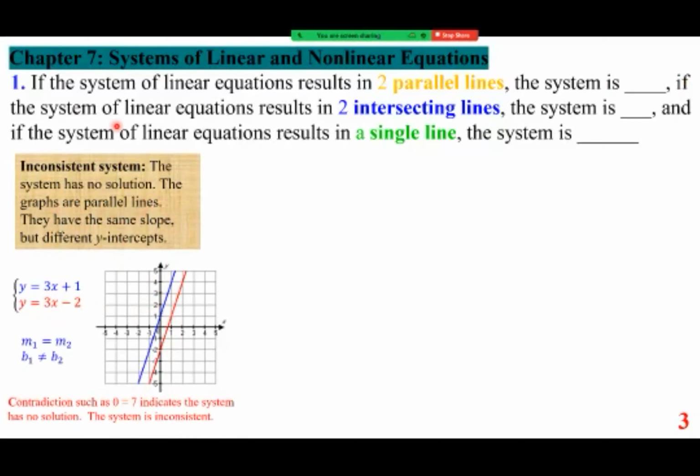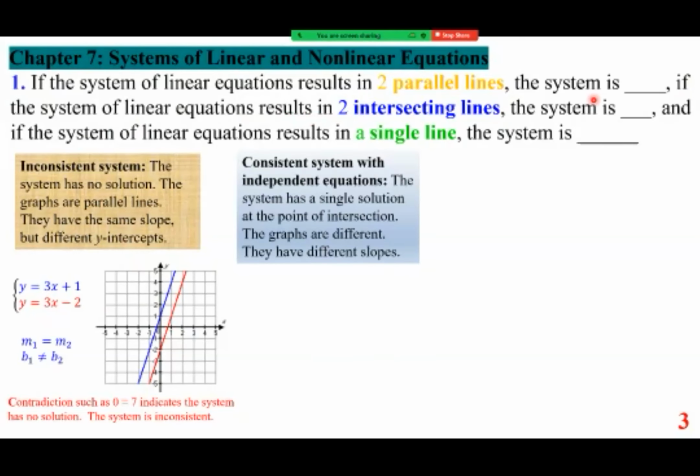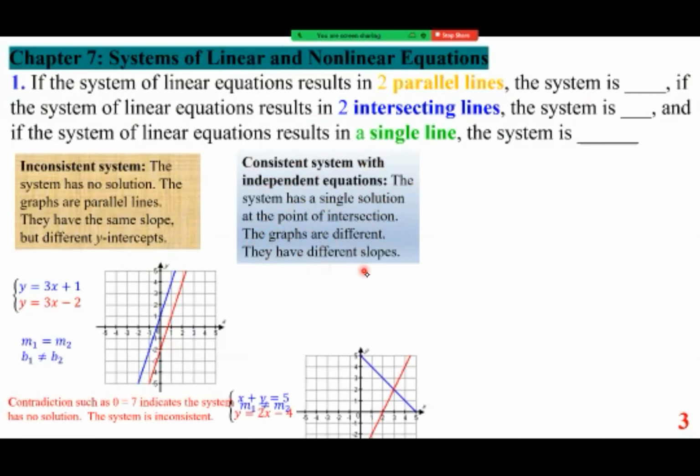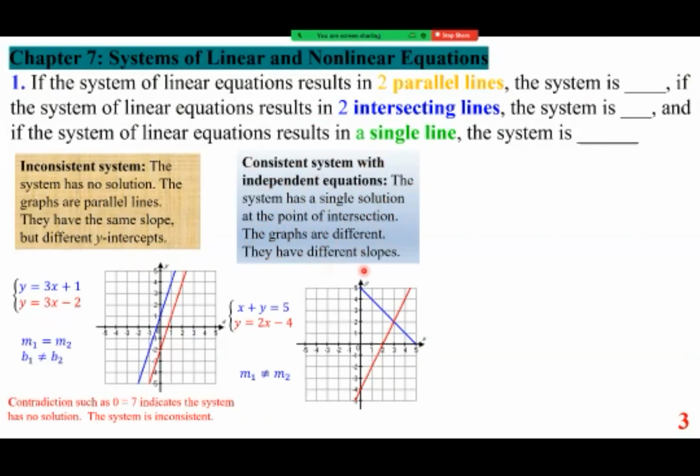If the system of linear equations results in two intersecting lines, in this case, it's a consistent system with independent equations. The system has a single solution at the point of intersection. The graphs are different. They have different slopes. All that matters is that the slopes are different. They intersect, and the point of intersection is a solution.